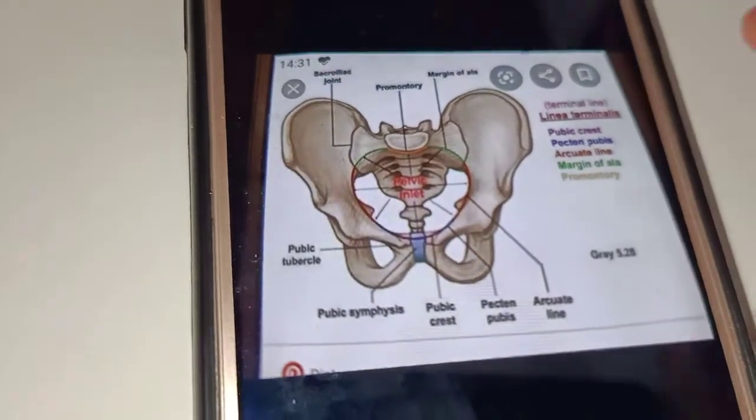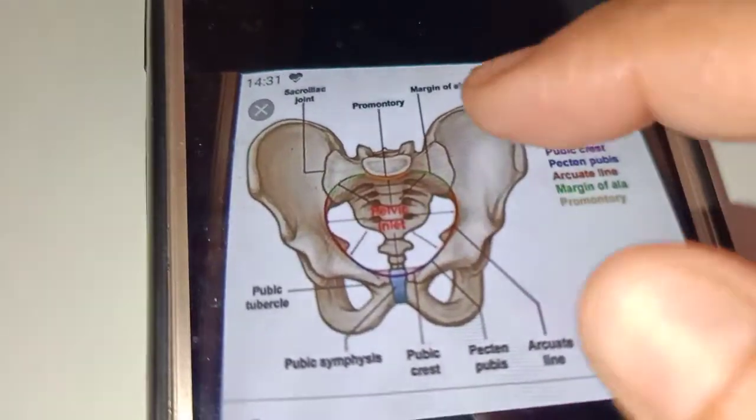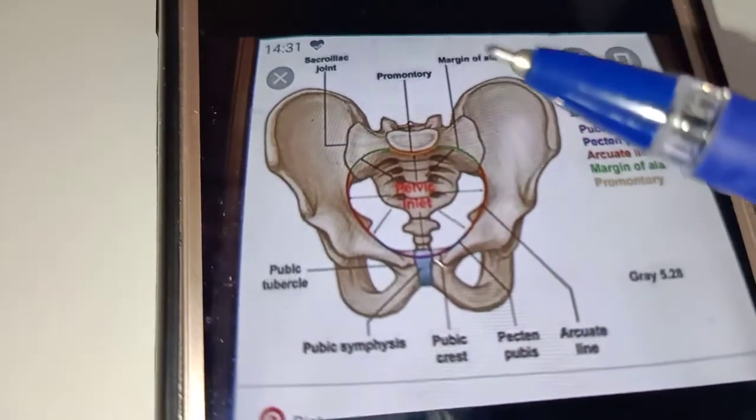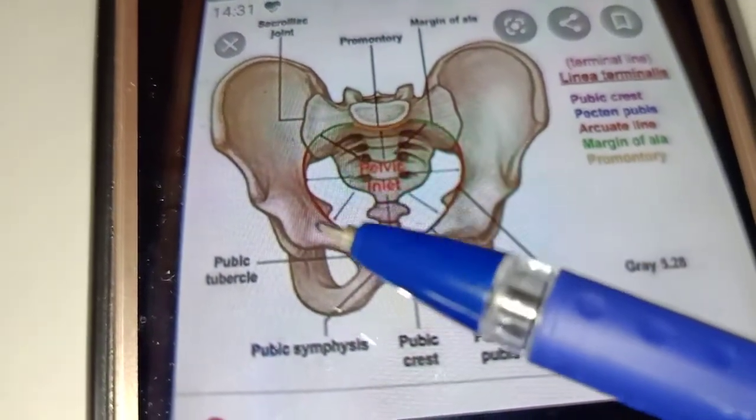Okay. Now, this is the diagram. This is the diagram showing the pelvic inlet. You can see here, this is showing pelvic inlet.